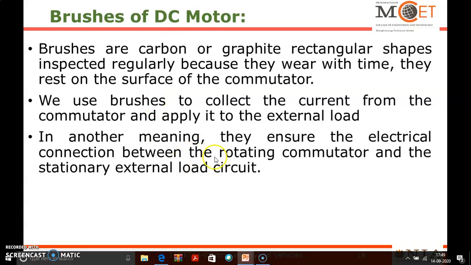Another meaning is that it ensures the electrical connection between the rotating commutator on the shaft of the motor and the stationary external load circuit. So that's all about the constructional parts and the constructional idea of the DC motors.